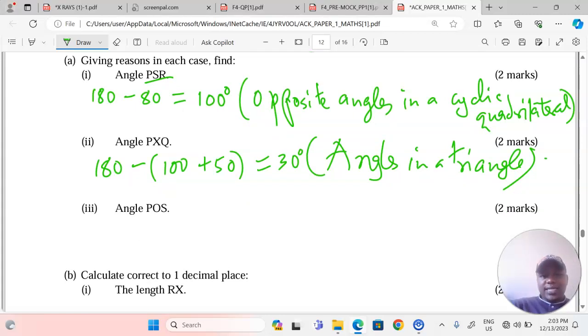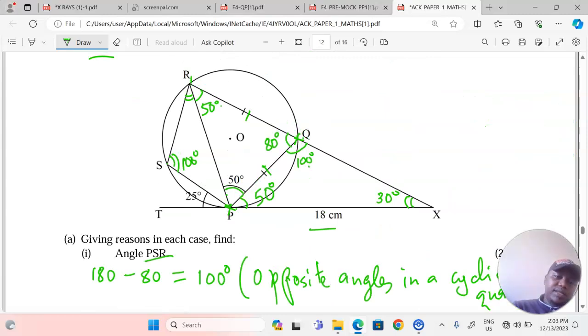We're also having another angle here to be calculated. Calculate angle POS. So we can produce a line to O and another line to P, so that we call this one angle POS. Remember, applying the concept of angle in the alternate segment, we can say that PS is leaving an angle of 25 at this point. That means the angle produced on the other side is also going to be 25.